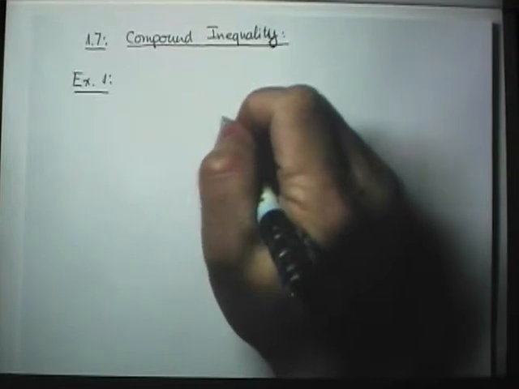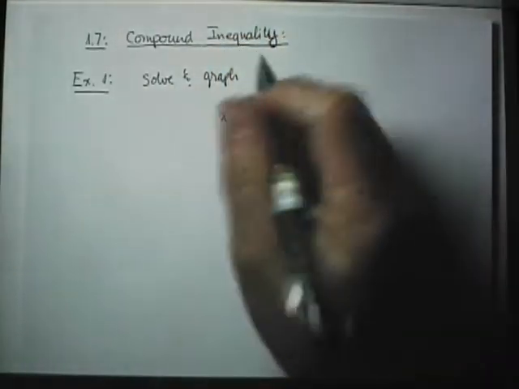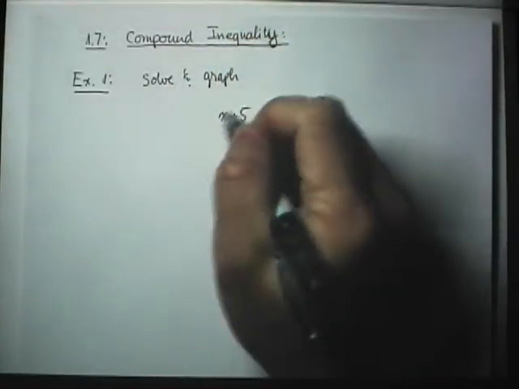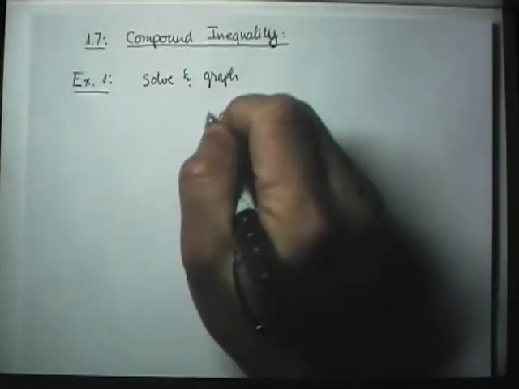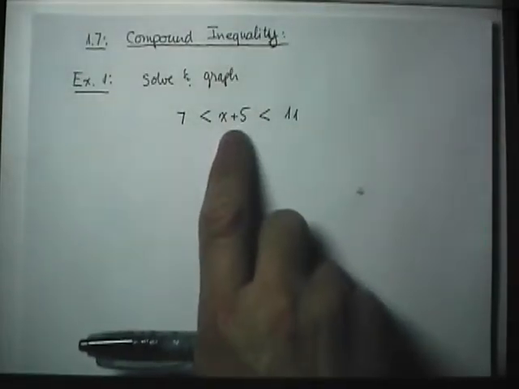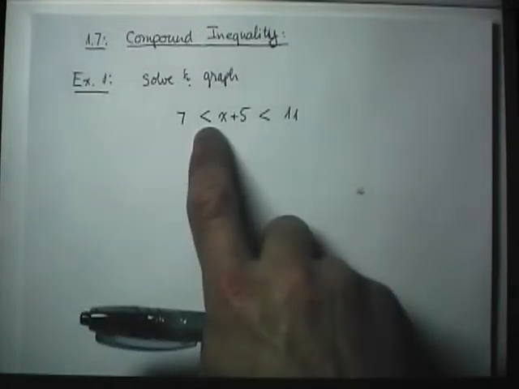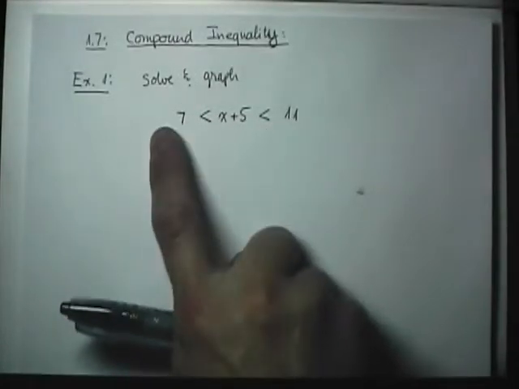The first type of compound inequality we're looking at is a three-sided compound inequality. Let's learn to solve and graph x + 5 < 11 and at the same time greater than 7. Logically, I want x + 5 to be less than 11 and greater than 7, so I need to find an x that satisfies both sides altogether.